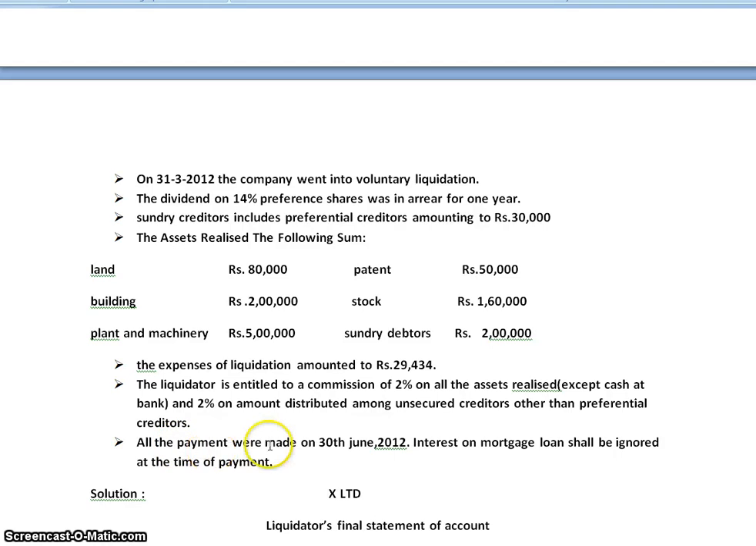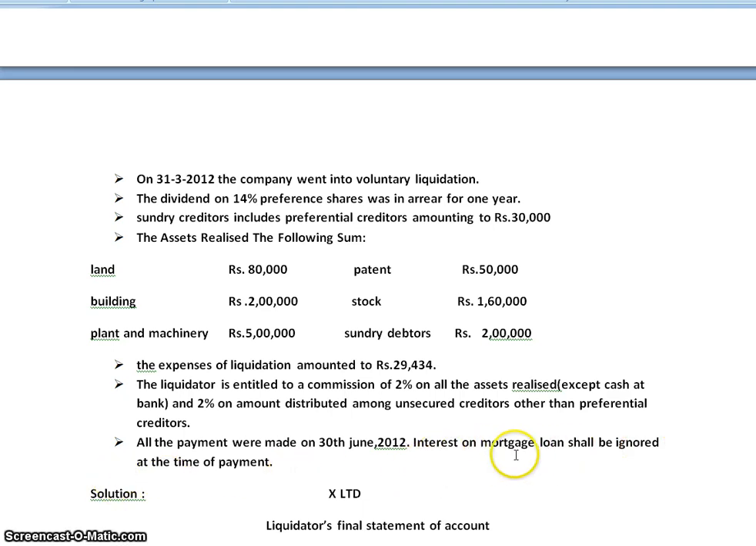Next, all the payments were made on 30 June 2012. Now here, please keep in mind that the balance sheet date was 31st March 2012, but the payment was made on 30 June 2012. That means after 3 months of the balance sheet. Now, interest on mortgage loan shall be ignored at the time of payment.